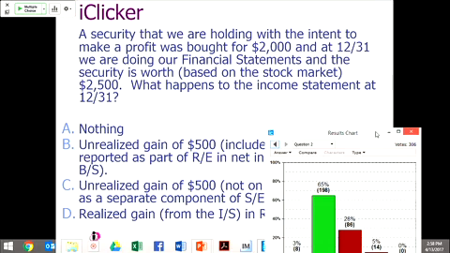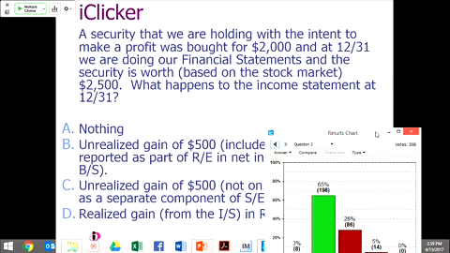So which one can you throw out right away? A. There's something that happens here. What's the next most likely one that you can throw out? D, not B. Why do you know you can throw D out? Because it doesn't say anywhere that we sold it, right? We didn't sell it. It's just saying that at 12/31, our financial statements have a security with a fair market value, stock market is fair market value, of $2,500. So what happens? Let's look at that.